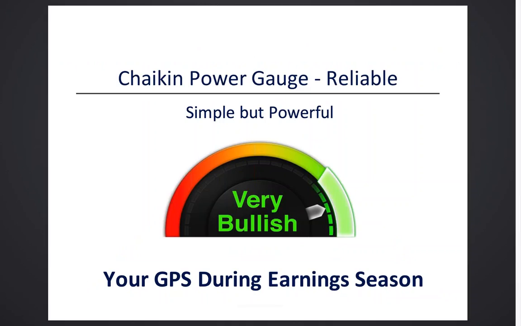So the power gauge rating looks deceptively simple. It fluctuates from very bearish, which would be as if your gas gauge was on empty, to very bullish, which means your gas gauge is full and therefore you can travel a long way. It's a simple indicator, but it's very powerful. What I like to say is that the Chaikin power gauge rating is like a Chevrolet with a Ferrari engine under the hood, because there's a lot of number crunching going on to create the rating every night. And it can be your GPS during earnings season.